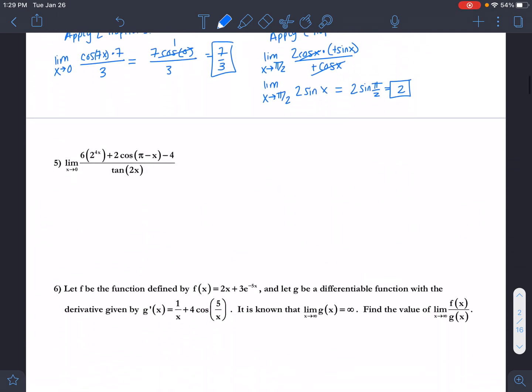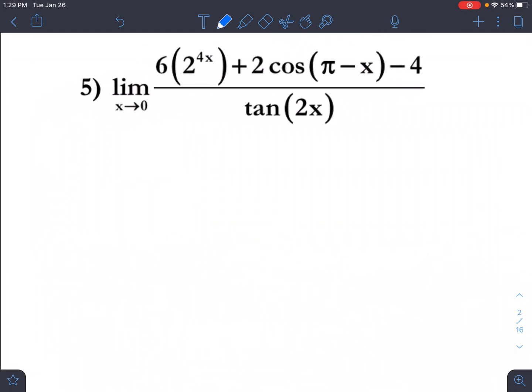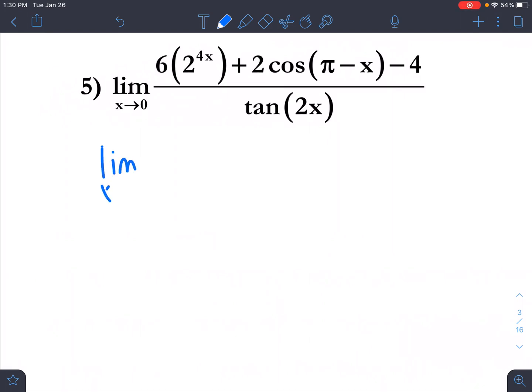Okay, so we'll finish up here with 5 and 6. 5 is kind of fun because it has a lot of derivative practice in it, and I know that's what you were looking for, so we'll get to do it. Again, you can assume that it's going to be L'Hopital in this case, but you still would do the same thing, which is attempt to plug in 0 and see what you get.